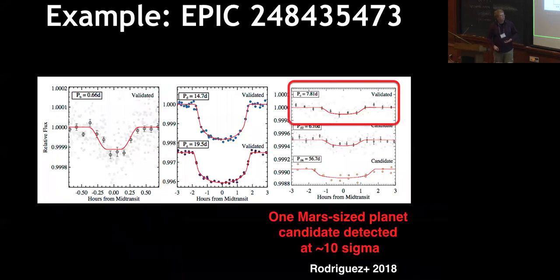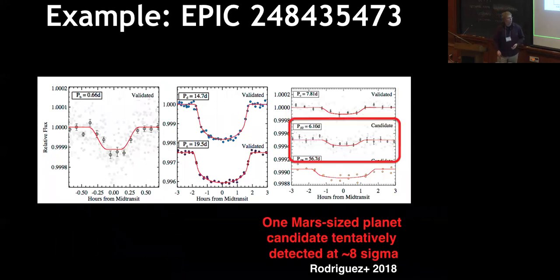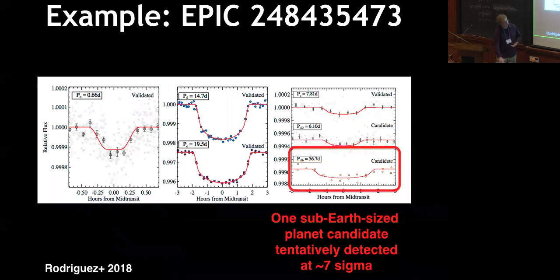There is one Mars-sized planet candidate, which we've detected at about 10 sigma confidence in a longer period orbit, a period of about 7.8 days. There's a couple other weaker ones. This is another Mars-sized candidate in a 6-day period. And then finally, there's a sub-Earth-sized candidate in a 56-day period, which, if it's real, would be in the habitable zone of this low-mass star. So this is an intriguing planetary system. And Joey and our team were really interested in trying to figure out a way to confirm whether these planets were there, especially this one here with the very short duration.